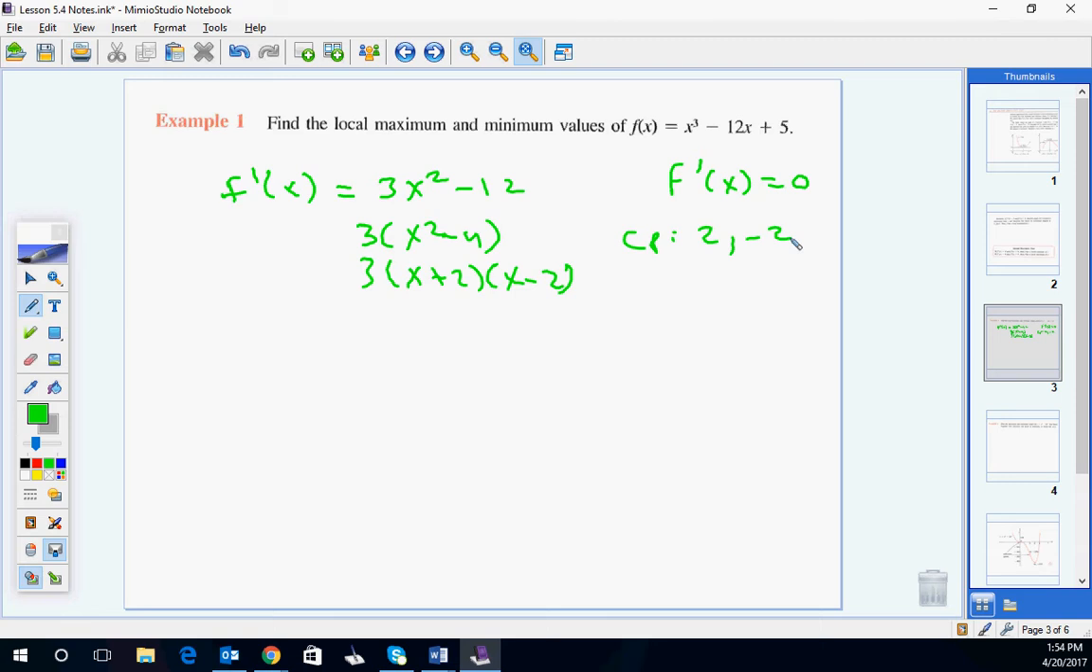Now we're going to find the second derivative and plug those in to see if they output a positive or negative number. The second derivative is simply 6x, which makes it very easy for us to see that f double prime of 2 is 12, so that means a minimum, right? Min or max? Hold on. We put it in, we got bigger than 0. Yeah, so it should be a min.